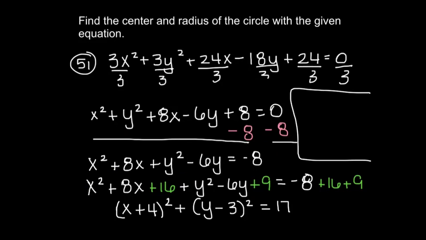So I can find the center and the radius rather quickly. The coordinates of the center are the numbers that are with the x and the y. They're the opposites. So that will be negative 4 and positive 3. And then my radius is the square root of the constant. So the radius in this case is the square root of 17.